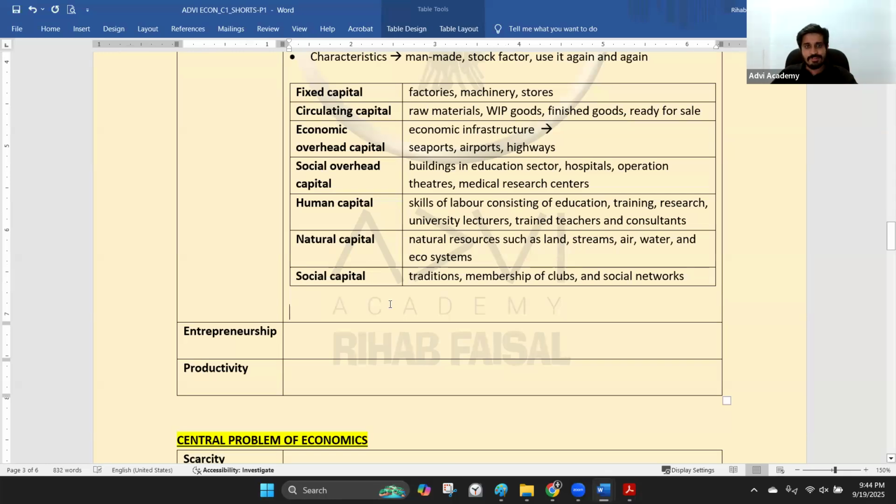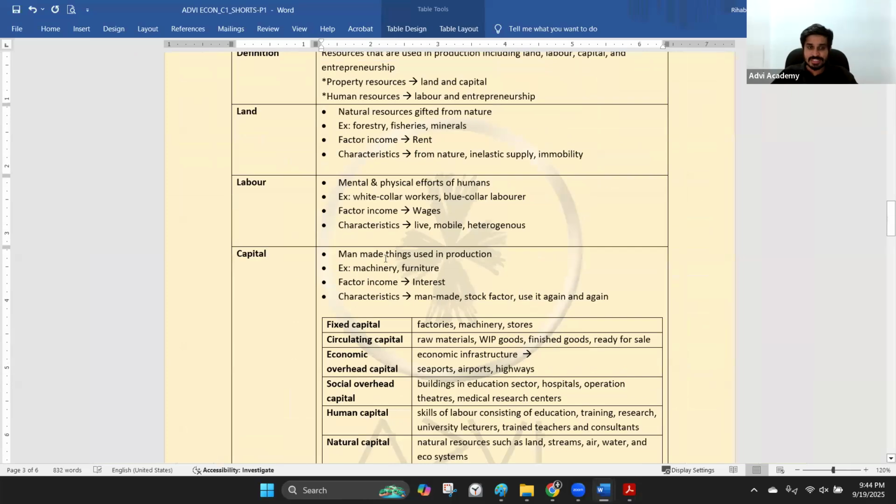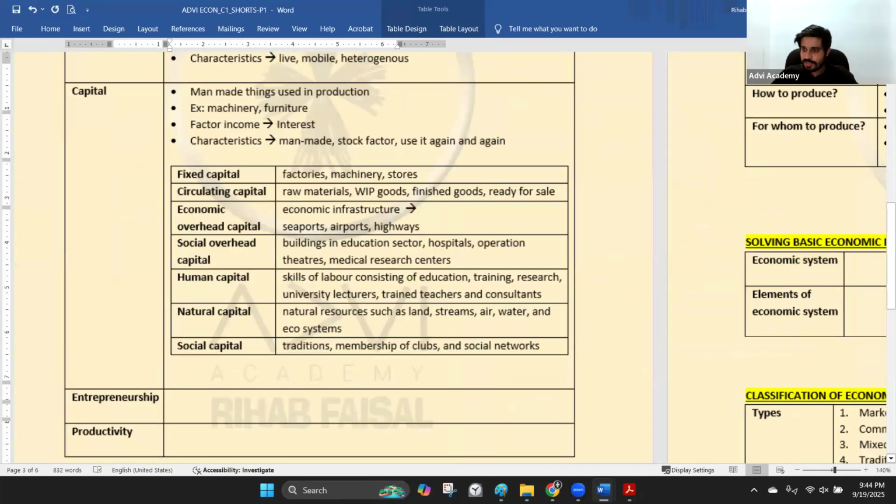Now, this is your factors of production. If you remember this, you can write any question that comes as far as this section is concerned. Here is a couple of questions for you.